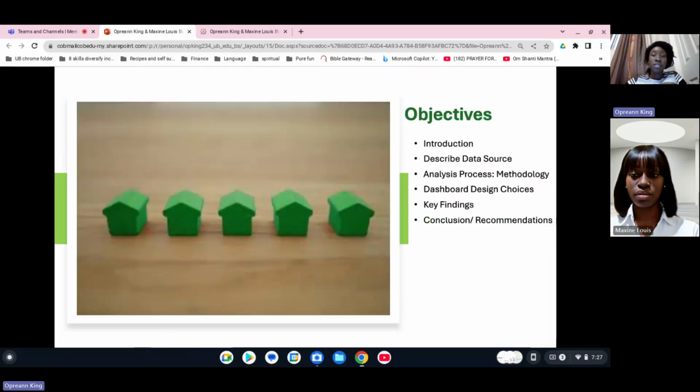Our objectives for our presentation: we will be introducing the problem scenario. Then we will describe our data source. Next, we will discuss our analysis process or methodology, the dashboard design choices, key findings, and then we will conclude with recommendations.